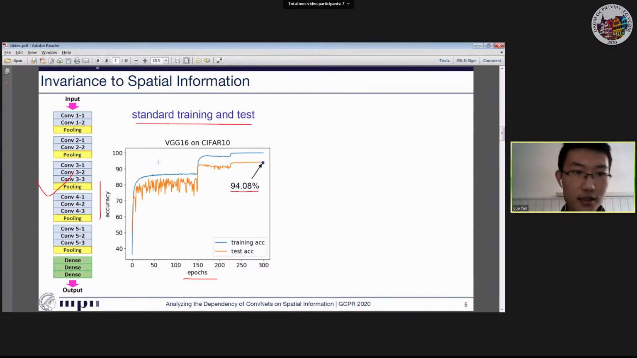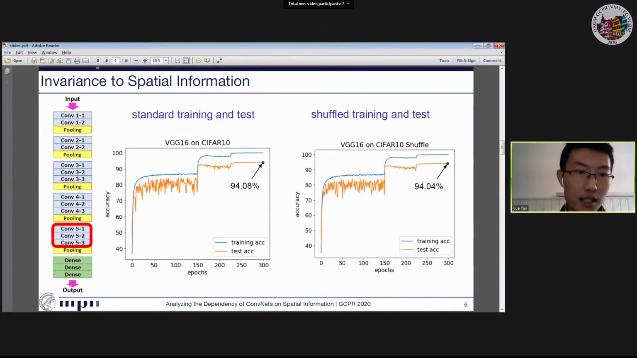Now, keeping the rest of the setup the same, we apply the random spatial shuffle to the last three conv layers, both at training time and at test time. And this is our result. Surprisingly, the curves here look very similar to the curves over here, and the shuffled model also reaches 94% test accuracy in the end, which means that this random spatial shuffle doesn't really influence the final performance, nor the training process.